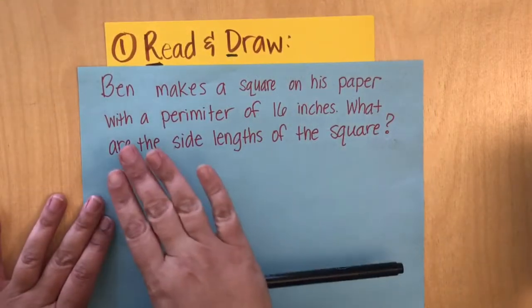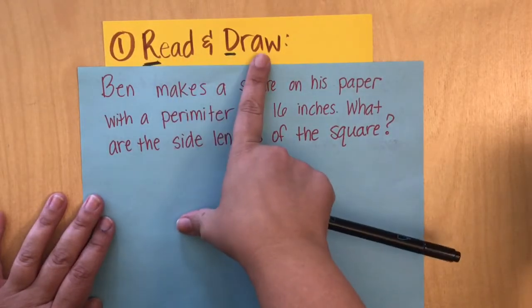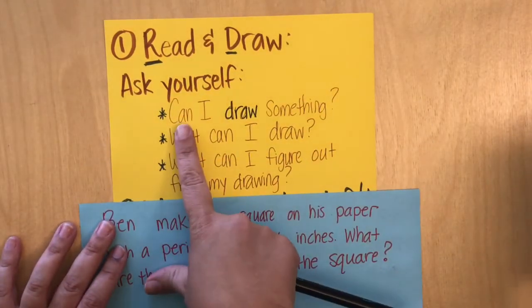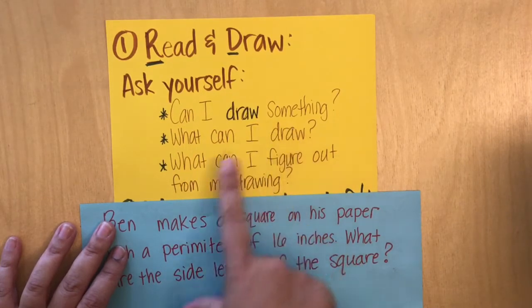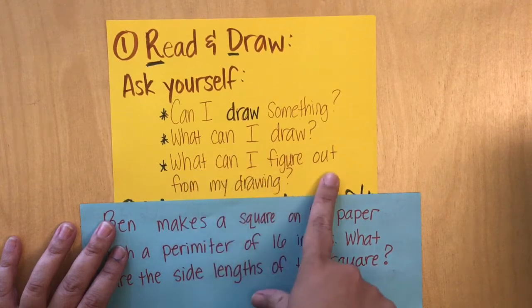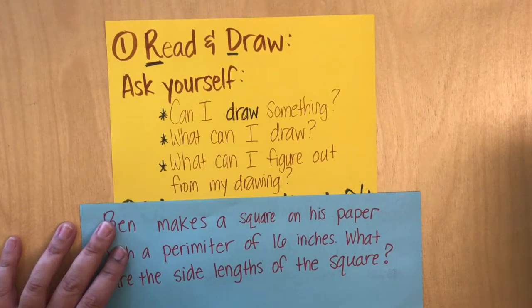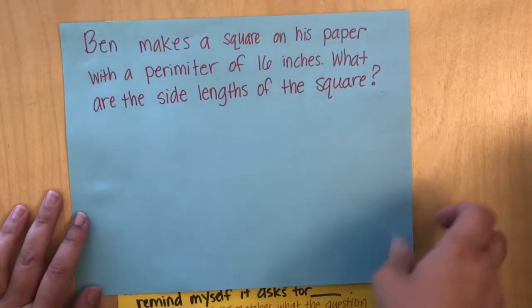We know that when we start with a word problem with our RDW strategy, first we're going to read our word problem and then we're going to draw anything that we can. So remember, after we read our word problem, you're going to ask yourself, can I draw something from this word problem to help me understand it better? What can I draw? What can I figure out from my drawing? So remember, drawing and making models is how you start to put all the clues together that are given to you in the word problem, and it shows you what information you're missing so that you know what you're supposed to be figuring out. So let's go ahead and look at that with our first problem.